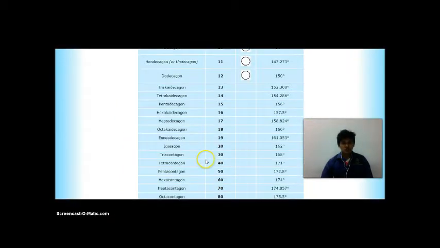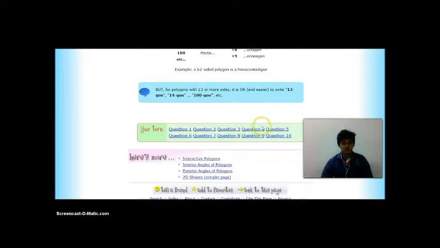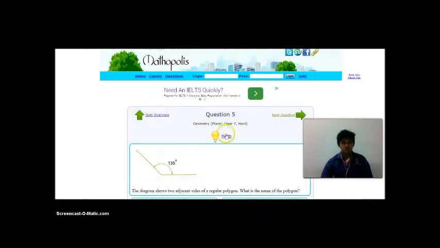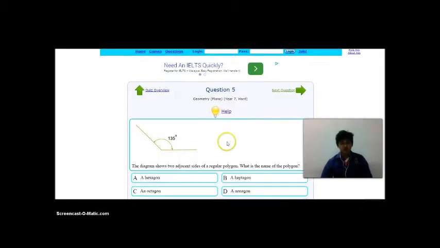Okay, we move on to question 5. We take it to a higher level. So this is question 5. This is a calculation of polygons. As you can see, the diagram shows two adjacent sides of a regular polygon. What is the name of the polygon?